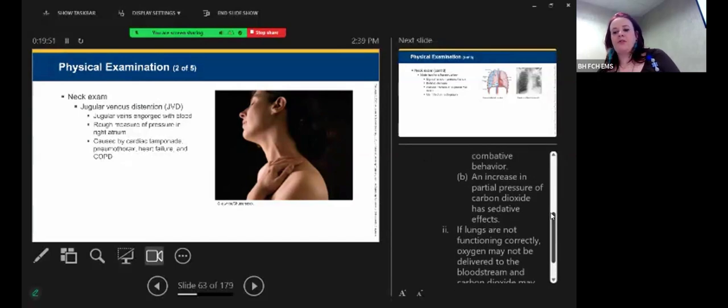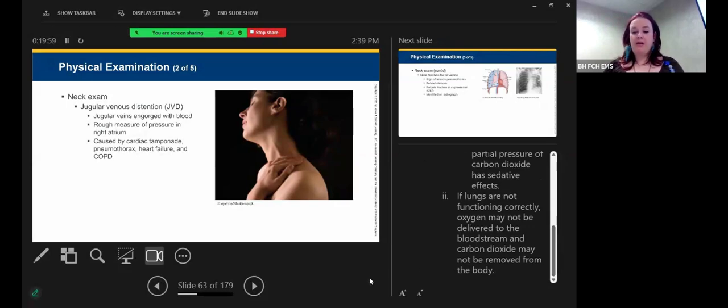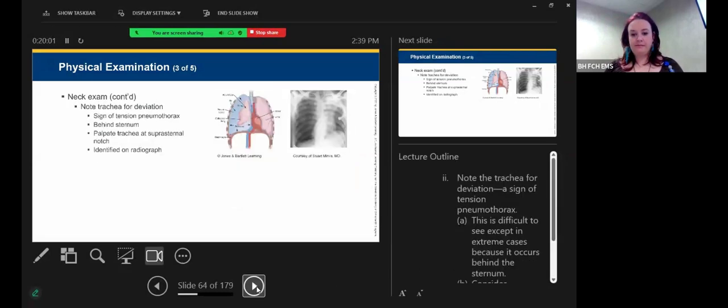An increase of partial pressure of carbon dioxide has sedative effects if the lungs are not functioning correctly. Oxygen may not be delivered to the bloodstream, and carbon dioxide may not be removed from the body.